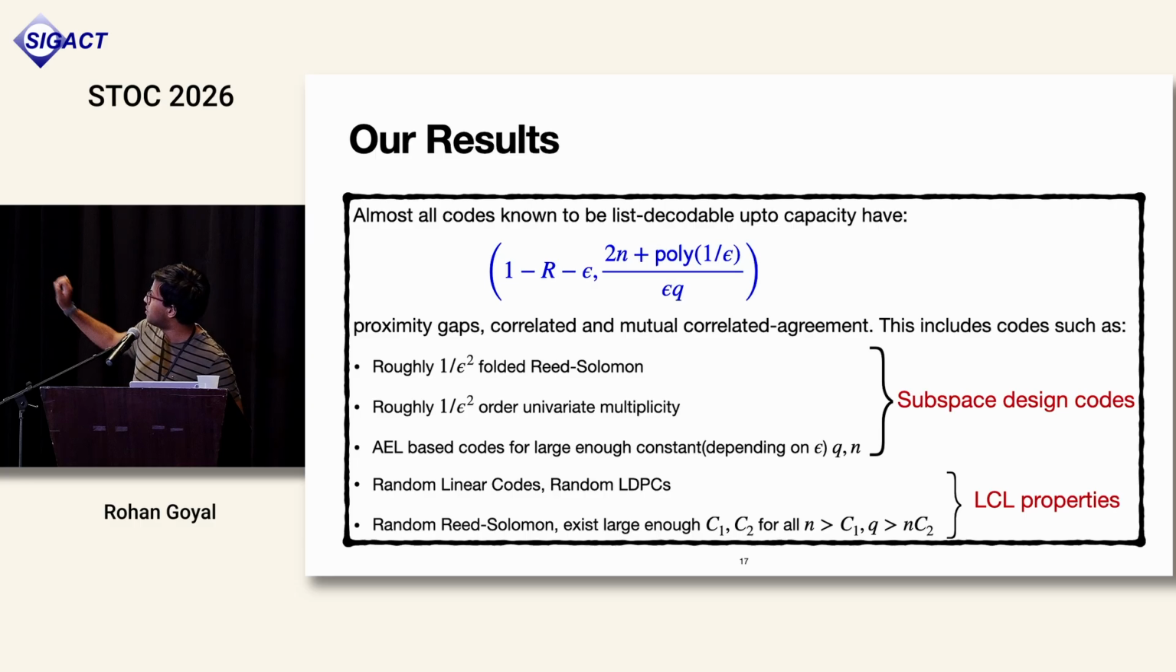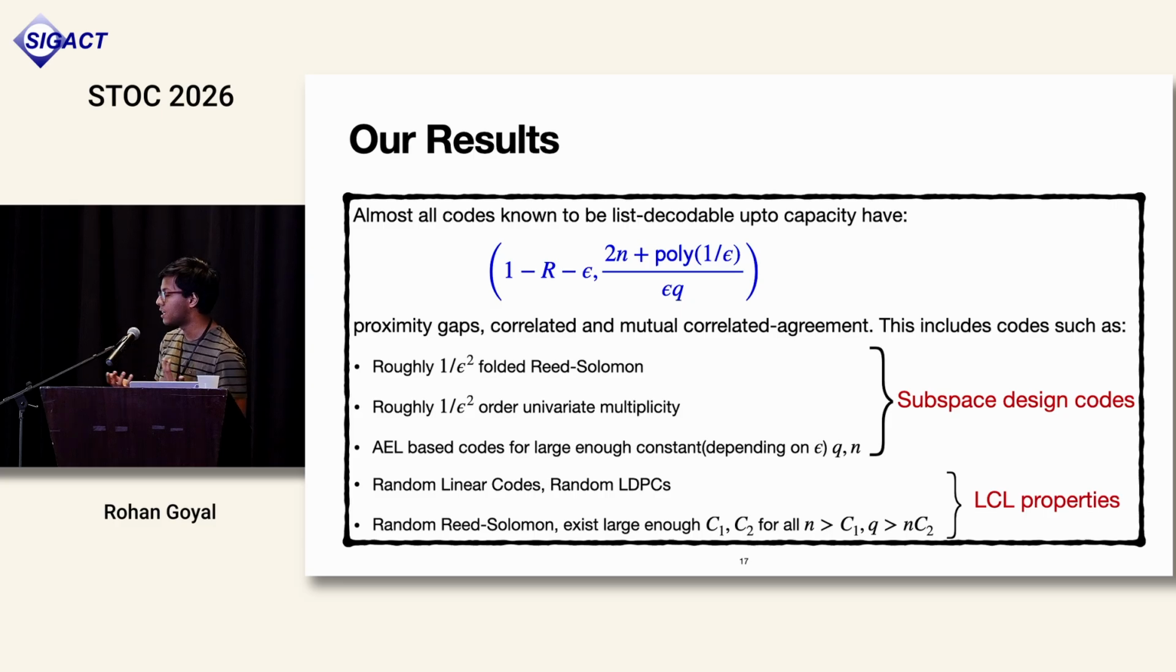So let me recap. What are our results? We show that almost all codes known to be list decodable up to capacity have proximity gaps and mutual correlated agreement. And this includes all these codes that I mentioned. Our results, the way I presented, actually hold for this broader class of codes called the subspace design codes. And as mentioned before, Guruswami and Kopparty showed that Folded Reed-Solomon codes and univariate multiplicity codes are subspace designs. And we now also know how to construct subspace designs using expander-based codes. So due to these reasons, subspace design codes have this behavior.